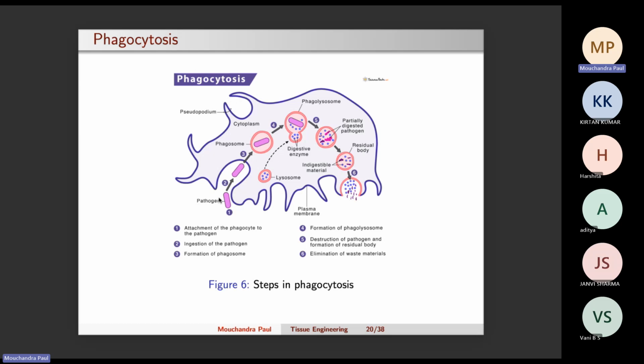Okay. So this diagram is showing the steps of phagocytosis which I just discussed. What is the first step? The pathogen is coming and getting attached to the phagocyte, which is a neutrophil here. It will start with the neutrophil. Then it will be ingested, meaning phagocytosis, engulfment is happening. The cellular membrane will make a covering around it, and subsequently it enters the cytosol, and this structure will now be called a phagosome. This phagosome is containing the pathogen.